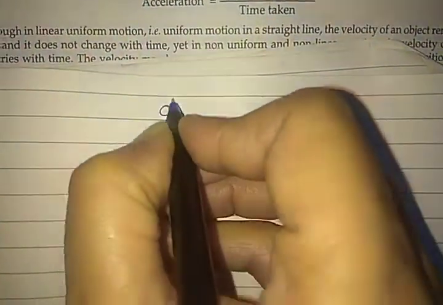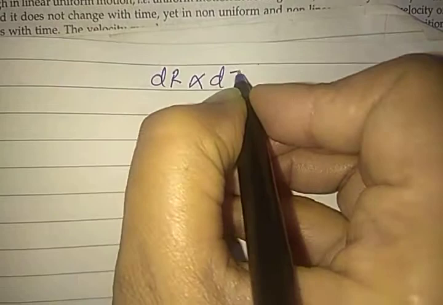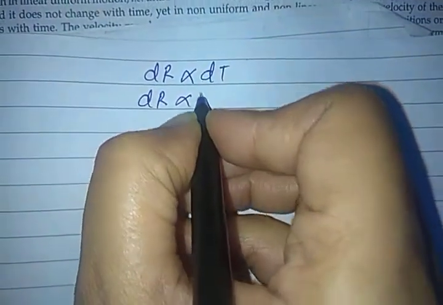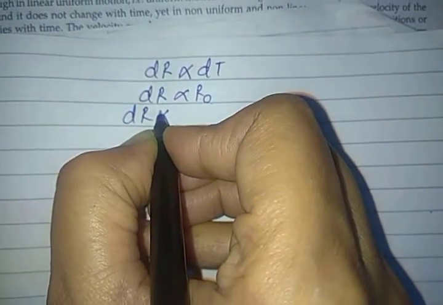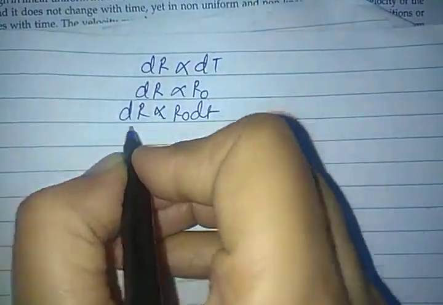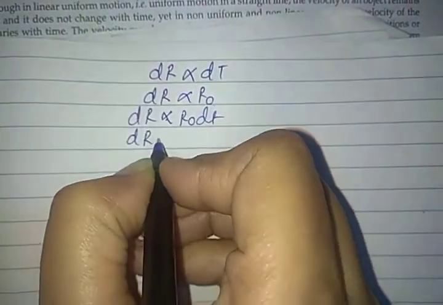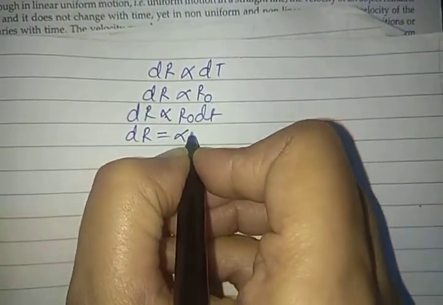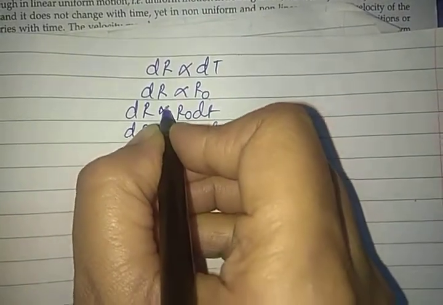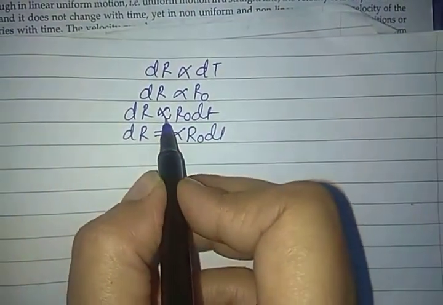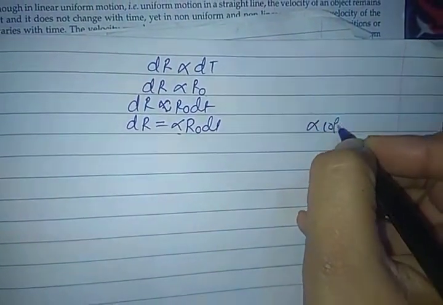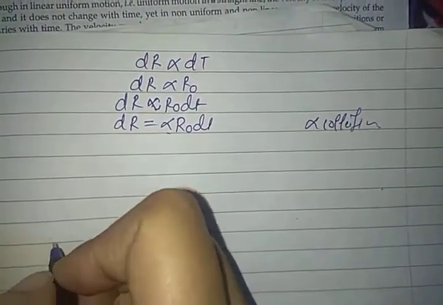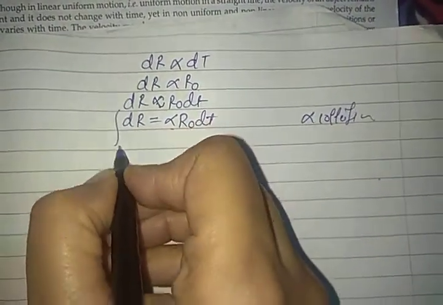See, dR was proportional to dT. Similarly, if the resistance is changing, it will change by how much? R0. Combining both, it becomes proportional to R0 dT. To remove this proportionality sign, we have to introduce one constant, so dR equals alpha R0 dT. Students, make sure this is the proportionality sign. This constant alpha is known as the temperature coefficient. Got it?